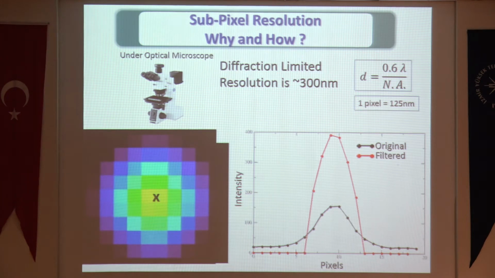Again, within this pixel, which is roughly 125 nanometers, we can tell maybe 10 to 20% of the pixel, depending on your system. So technically we can tell that this particle has moved 10 to 20 nanometers with this technique.